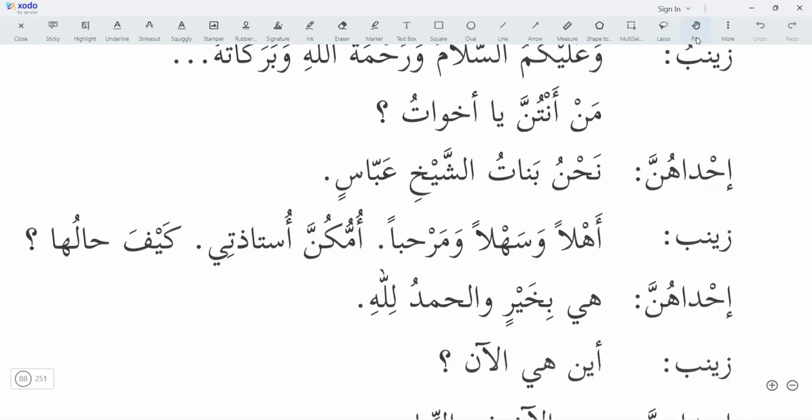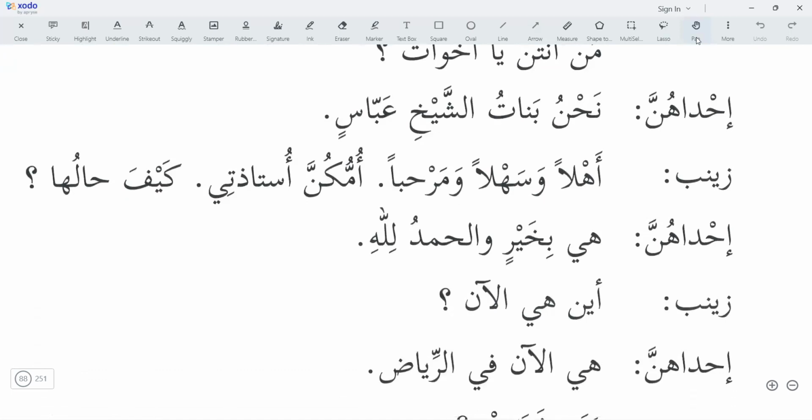Ihdahunna, one of them: Nahnu banatu Sheikhi Abbasin. We are the daughters of Professor Abbas. Zainabu: Ahlan wa sahlan wa marhaban. You are all welcome. Ummukunna ustazi. Your mother is my teacher. Kaifa haluha? How is she? Ihdahunna, one of them: Hiya bi khairin walhamdulillah. She is all right, alhamdulillah.